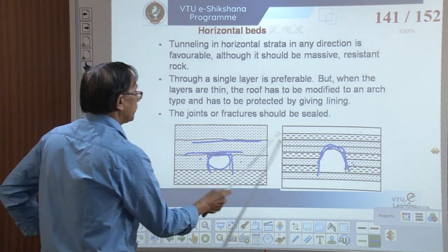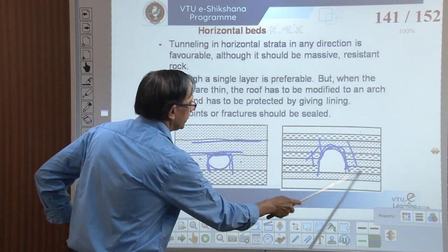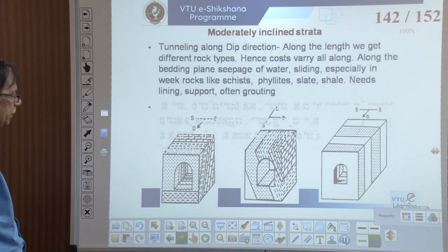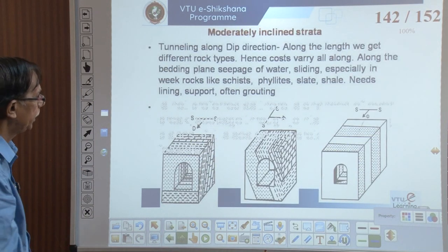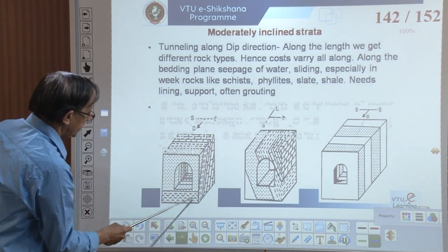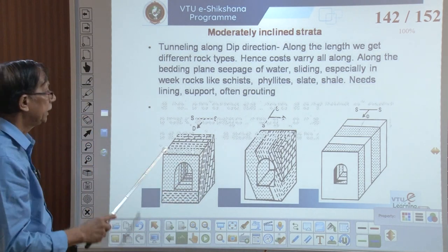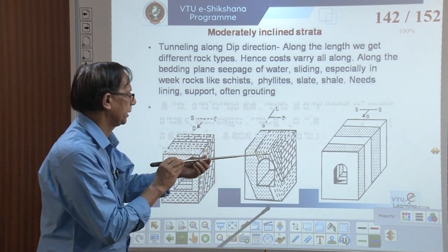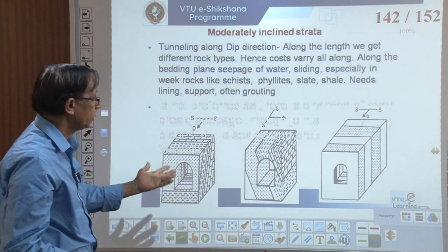If joints and fractures are there, I have to investigate. Take special care if it is a sedimentary rock. Now, sedimentary rocks may be inclined like this. Then we have a problem. If sedimentary rocks are like this, there are now several problems.